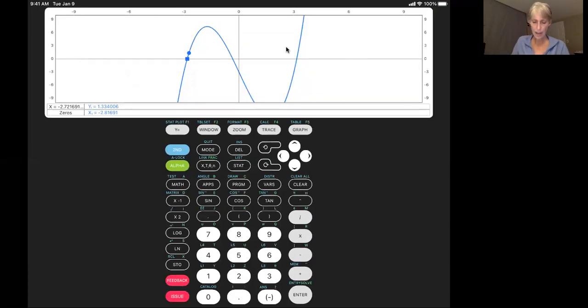Not going to lie, I'm not in love with this graphing calculator on the iPad. I prefer you would do it on your old-fashioned one. So I'm going to move on now. I've identified that one zero. So I'm going to move on.